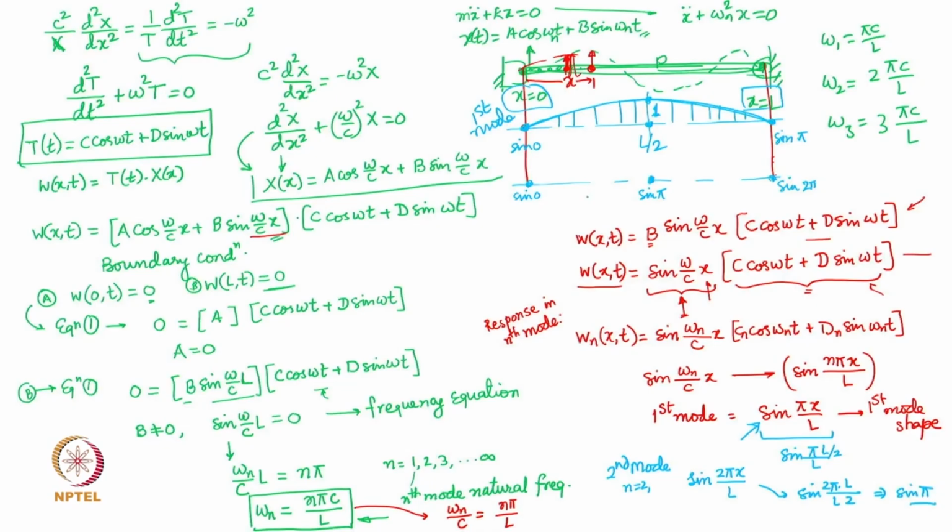And we know that at L by 4 the amplitude is going to reach a value of plus 1, and you can notice that at 3L by 4 the amplitude is going to reach a value of minus 1, because sine(3 pi by 2) is going to be minus 1. So you can show the second mode to be following this particular sine function, okay, and this now becomes the second mode shape.